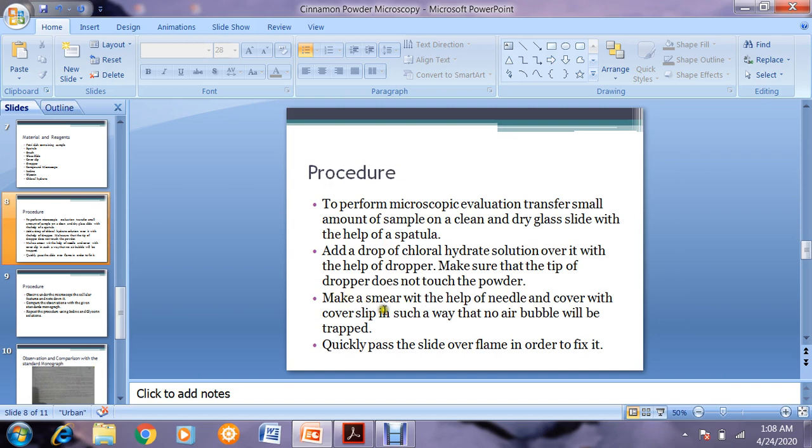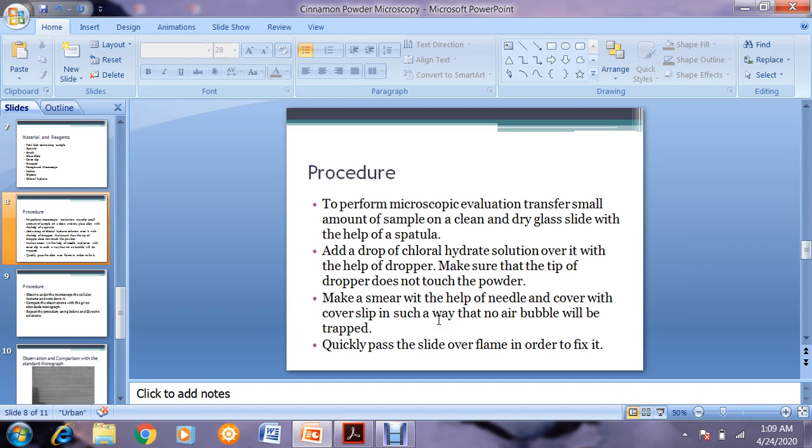You should make the smear of the sample very carefully. No clumping should be seen on the slide, because if the slide is not properly smeared, then it will be very difficult to observe the clear features under the microscope. Then you will cover the slide with the cover slip in such a way that no air bubble is trapped.